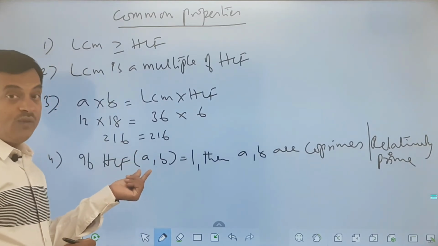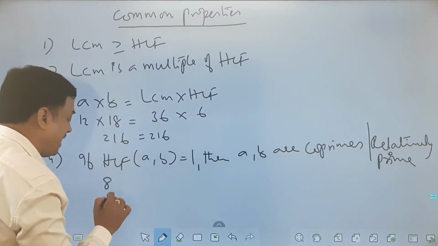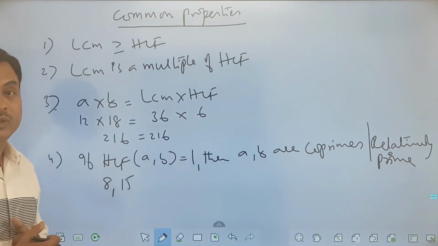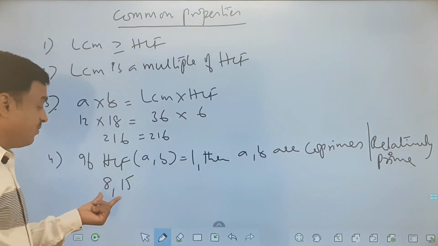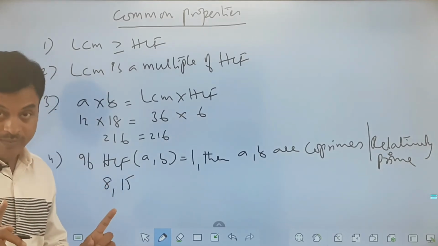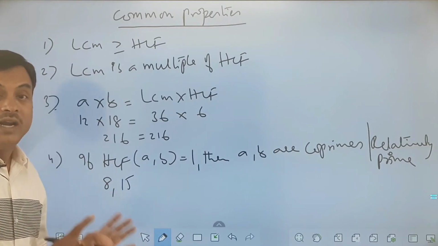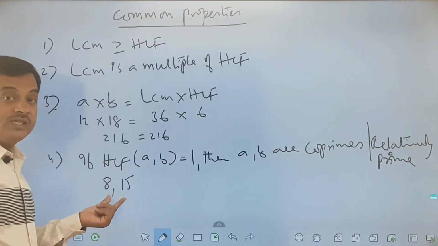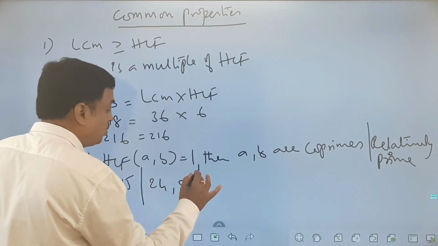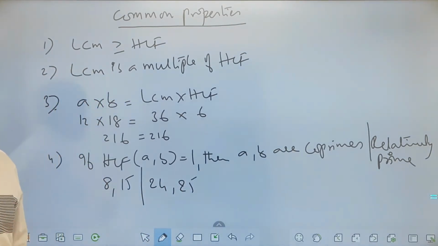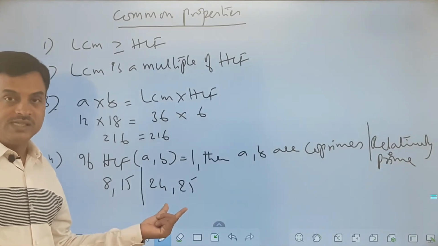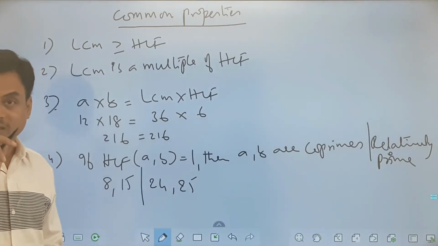So if HCF of two numbers, for example 8 and 15, if you look at these two, the common factor which can divide both 8 and 15 is 1. So HCF of these two is 1. These two numbers, if you observe, are not prime numbers, but they will be called co-primes because the HCF is 1. Similarly, for another example I can take two consecutive numbers. If you see 24 and 25 are two consecutive numbers, their common factor is 1.